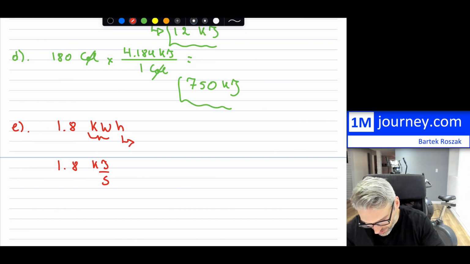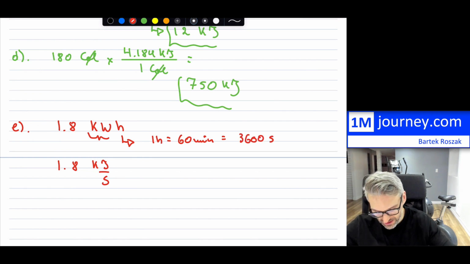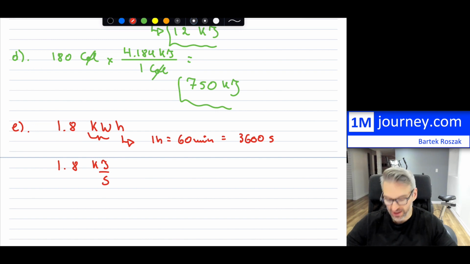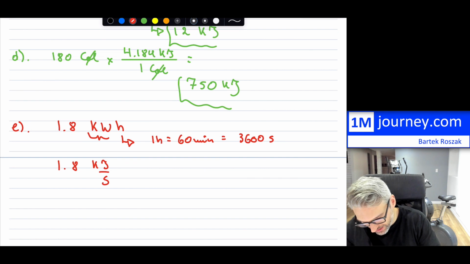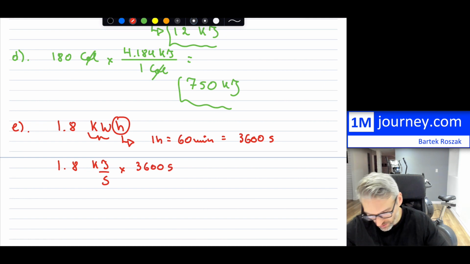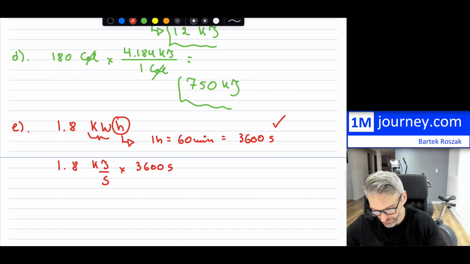Now the hour, of course: 1 hour is equal to 60 minutes, and 1 minute is equal to 60 seconds, which means that 1 hour is 3,600 seconds. So that's what we would have there. So we can get rid of those seconds there. Now this is 1 hour, right? So this is going to be 3600 seconds. That's equivalent to 1 hour from right here.